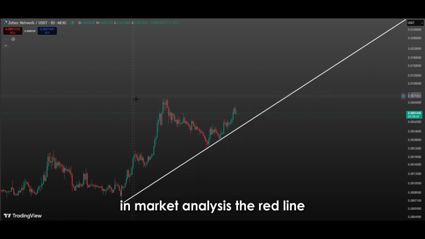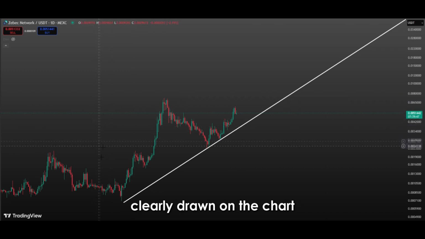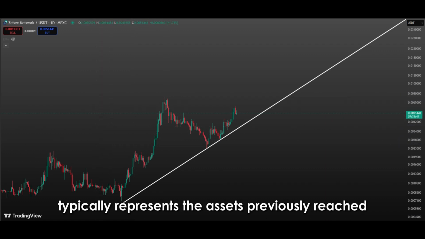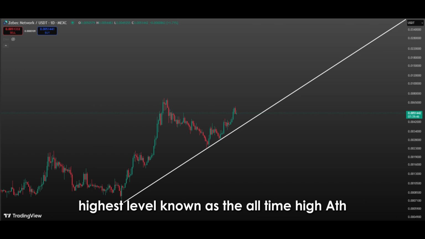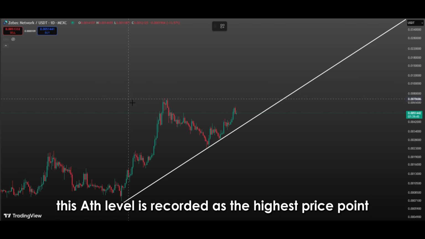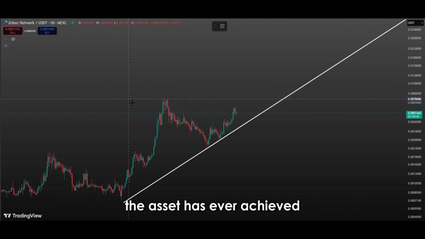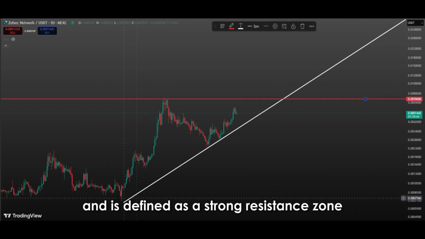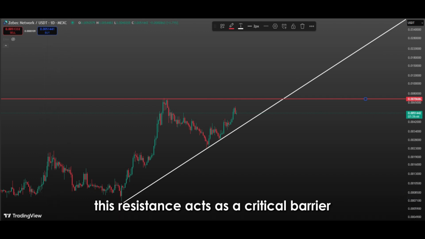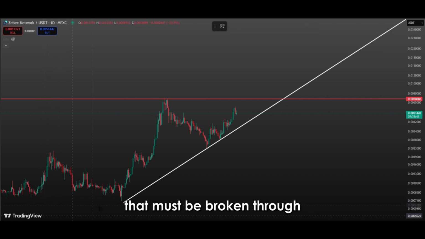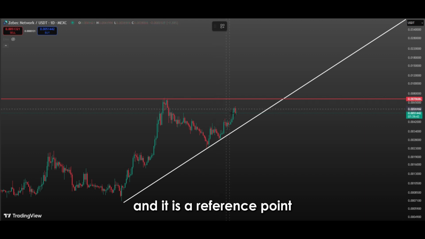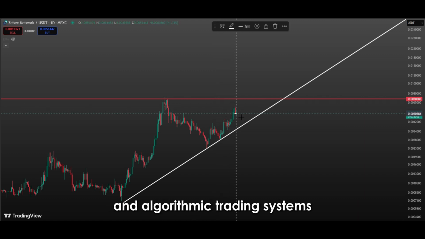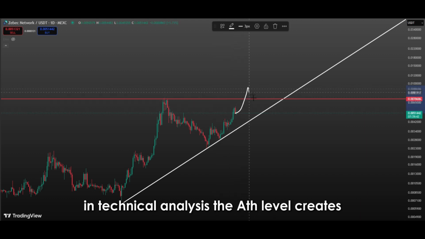Stay tuned. In market analysis, the red line clearly drawn on the chart typically represents the asset's previously reached highest level, known as the all-time high, ATH. This ATH level is recorded as the highest price point the asset has ever achieved and is defined as a strong resistance zone in the market. This resistance acts as a critical barrier that must be broken through, and it is a reference point closely watched by both investors and algorithmic trading systems in technical analysis.